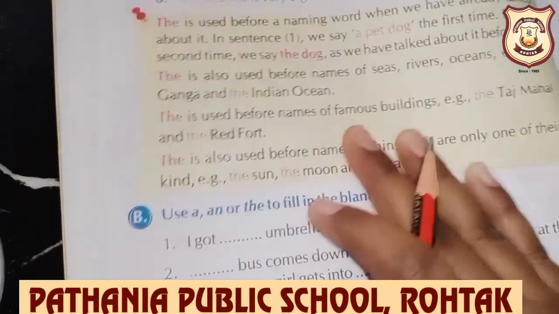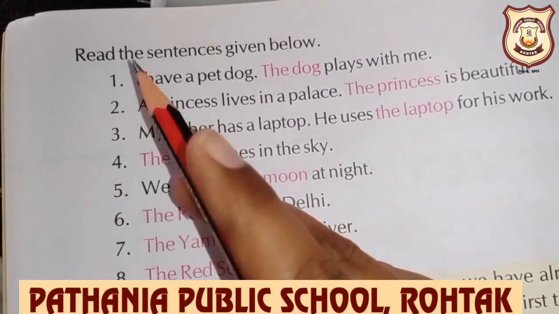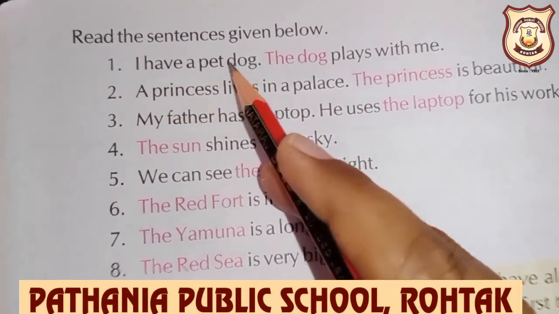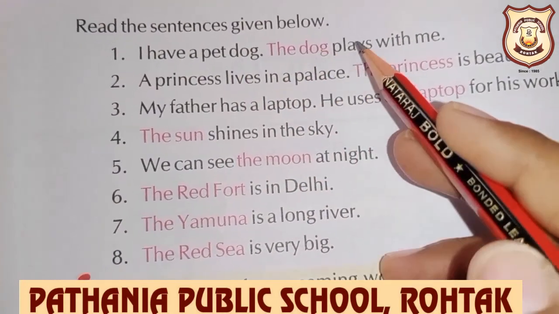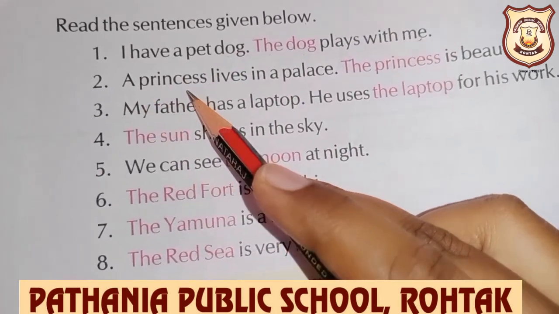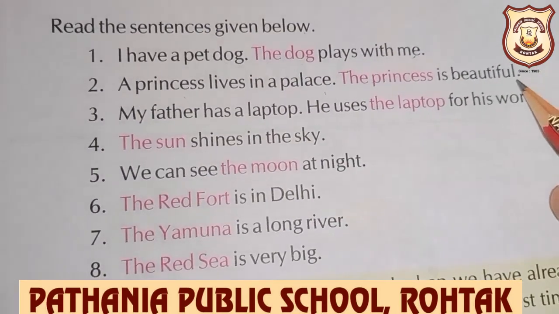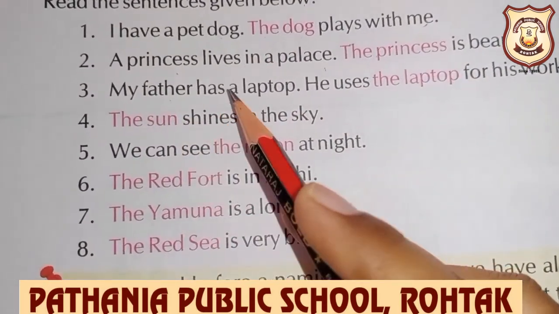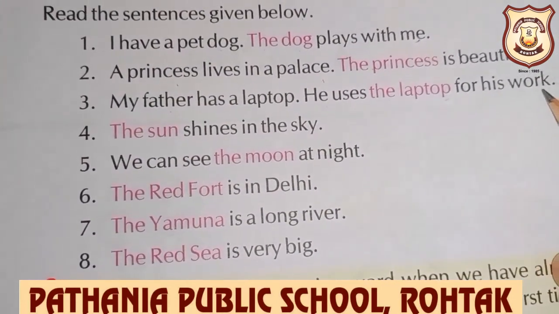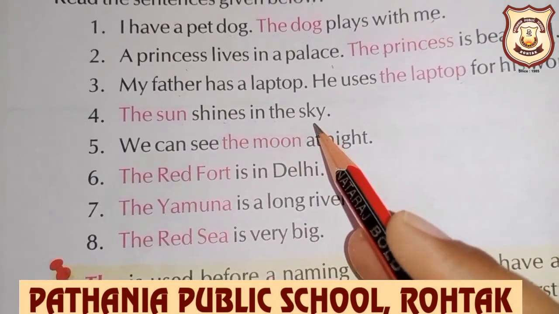But here are some instructions. So let's read. Read the sentences given below. I have a pet dog. The dog plays with me. A princess lives in a palace. The princess is beautiful. My father has a laptop. He uses the laptop for his work. The sun shines in the sky.